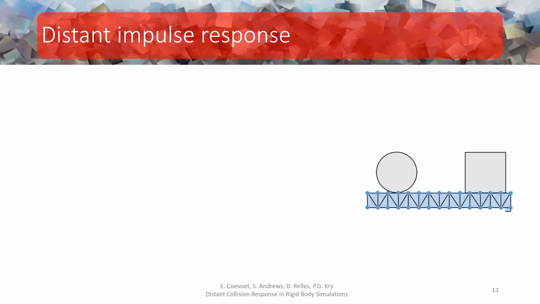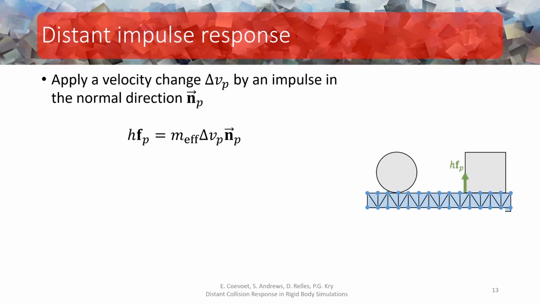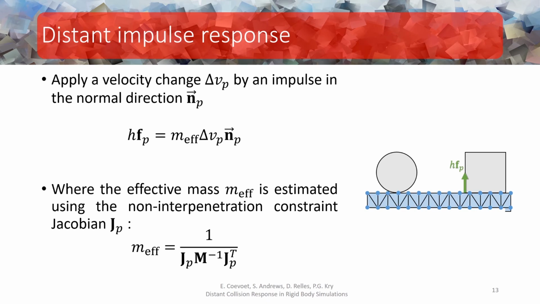The velocity change is realized by applying an impulse at each existing contact. The impulse is computed by estimating the effective mass at each contact point, which involves the contact Jacobian and the mass matrix of the rigid body simulation. By taking into account the effective mass, the impulse is able to realize the desired velocity change at the next time step in the rigid body sim.